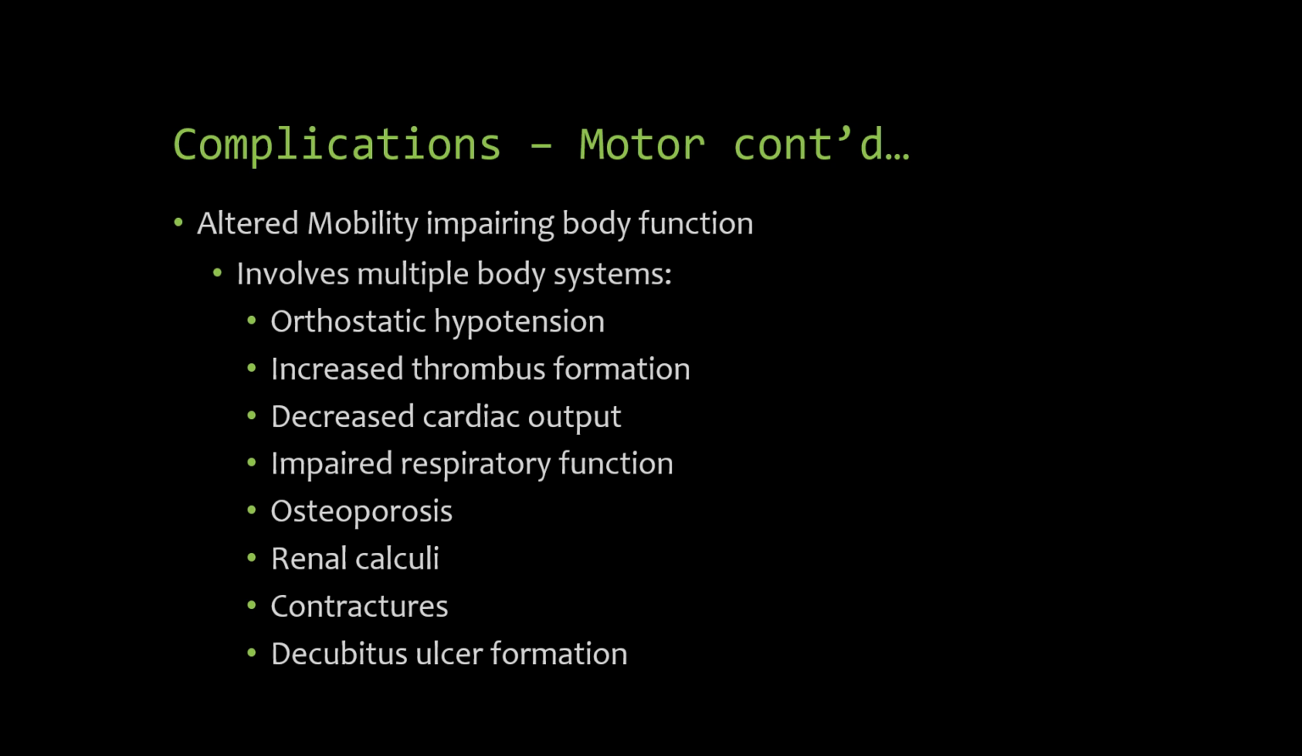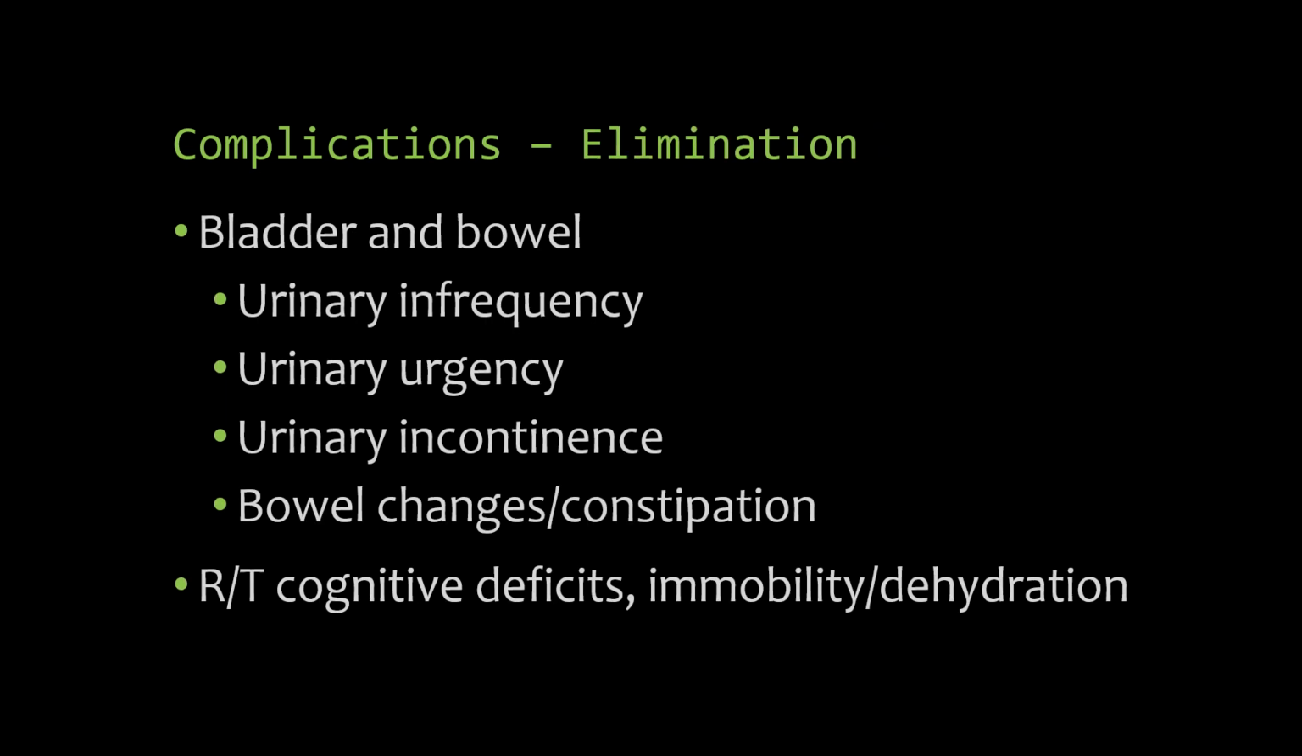Why increased thrombus formation? I hope you're staying in that same line of thought. Decreased activity, decreased mobility, not moving up and around, poor perfusion has a tendency to build up clots. And you can go down the list with this, but these are some really important complications that can result while the client is trying to recover from stroke. So when we're looking at complications with elimination, this is going to deal with the bladder and the bowel. You may see infrequent or urgent urinary patterns, incontinence, bowel changes, of course, constipation. And this is all related to the cognitive deficits, immobility, and potential dehydration that's related to nutrition.